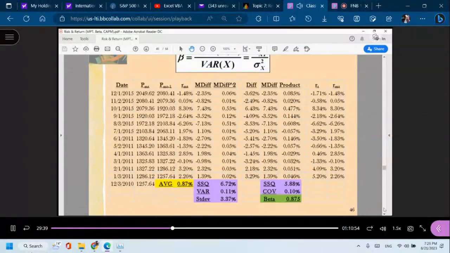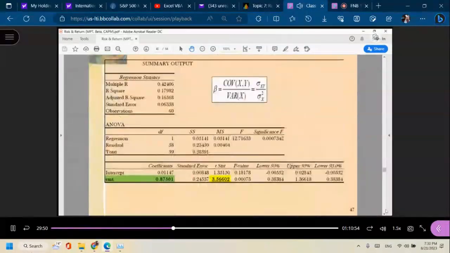Based on that time period, 2011 through 2015, Apple's beta was 0.87. I've been tracking Apple since like 2005 or 2007, so I have at least 15 years of accumulated data. As I have watched Apple over every five-year period, every semester, Apple's beta has drastically changed. Early on, around 2007, Apple's beta was greater than 1, like 1.5. And towards the later part, around 2019, Apple's beta is almost about 0.8. So what does that mean?